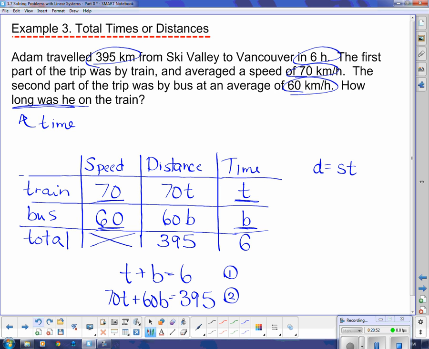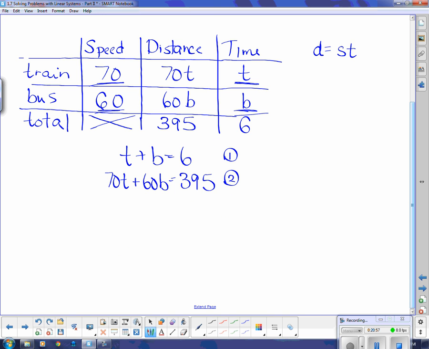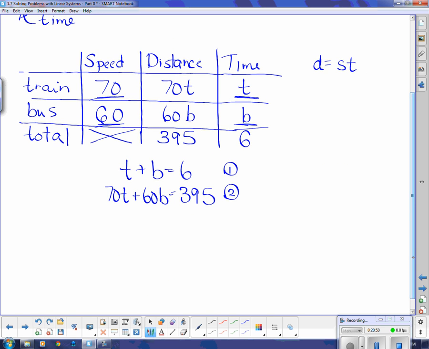And remember, we take a look up and it says, how long was he on the train? Well, that means we want t. So if he was on the train for t amount of time, that's what I'm solving for. I want to get rid of the b's if I can. So I'm going to multiply equation 1 by 60 so I can line up my b's. 60t plus 60b equals 360. There's my third equation. And now I'm going to solve.